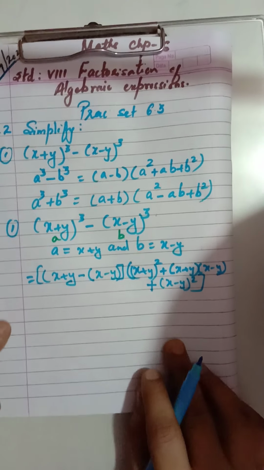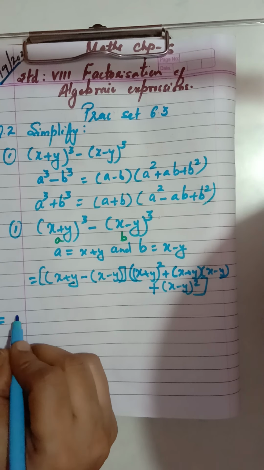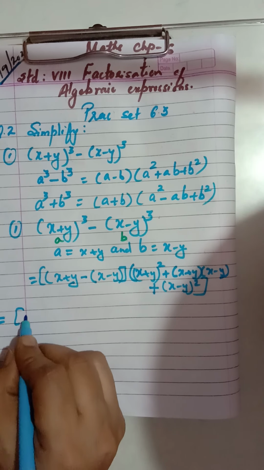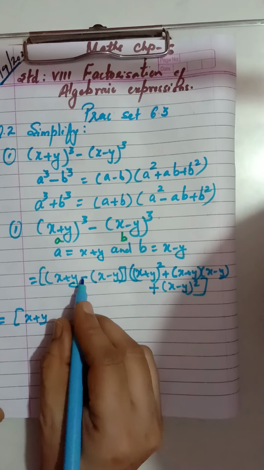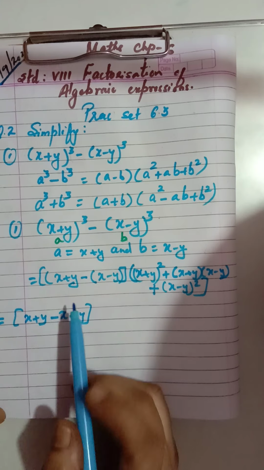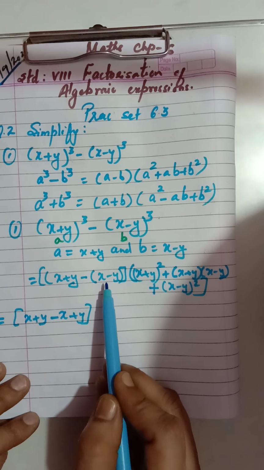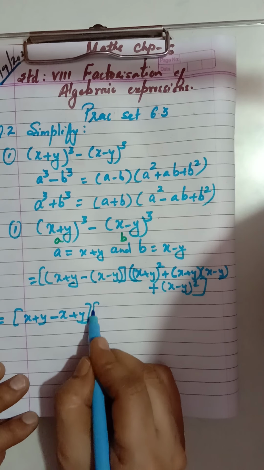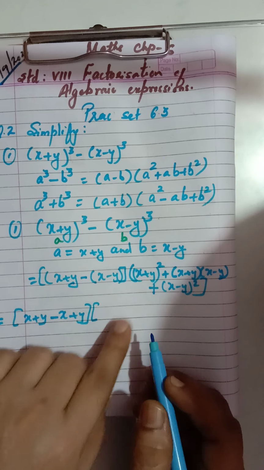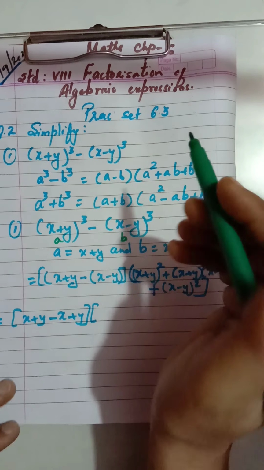Now this is equal to, opening the bracket, x plus y minus x minus minus plus y. This is your first bracket. Second bracket: (x + y) whole square. Students, (x + y) whole square is of the form (a + b) whole square.